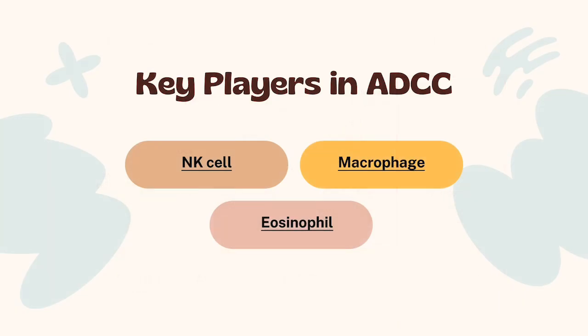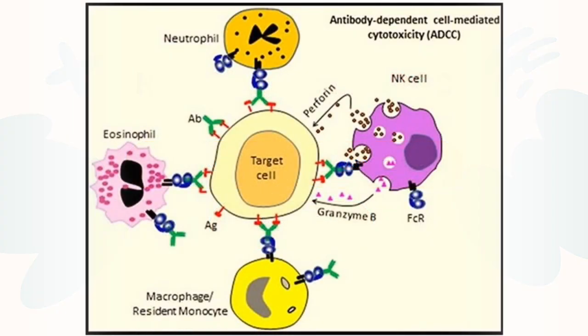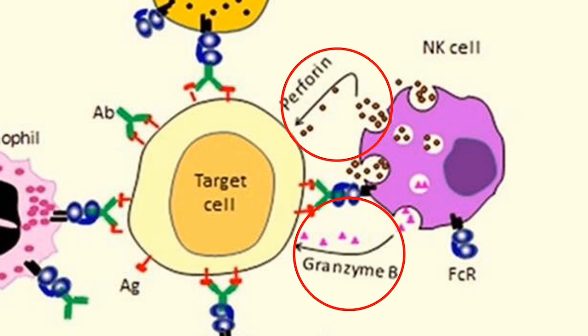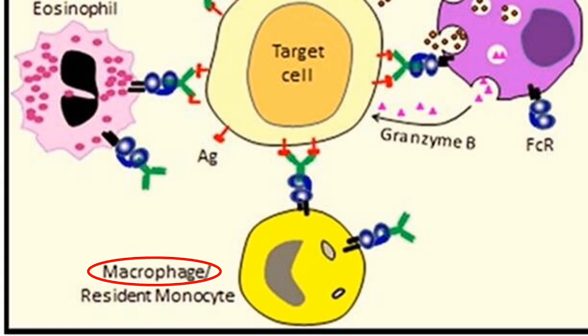Now let's look at the immune cells involved in ADCC and the roles they play. Natural killer cells are the primary players. They bind to antibodies, and once activated, they release cytotoxic granules like perforin and granzymes, which lead to apoptosis in the target cell. Macrophages use their Fc receptors to recognize antibody-coated cells. They engulf and digest these cells in a process called phagocytosis and release inflammatory molecules to enhance the immune response.